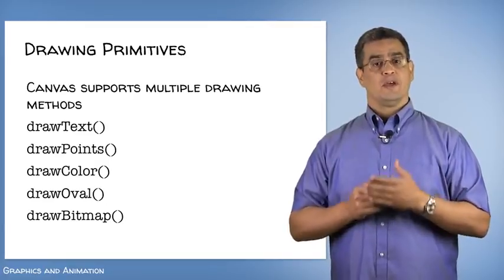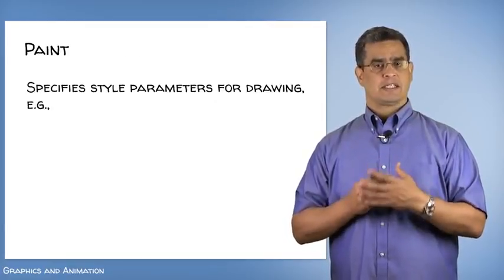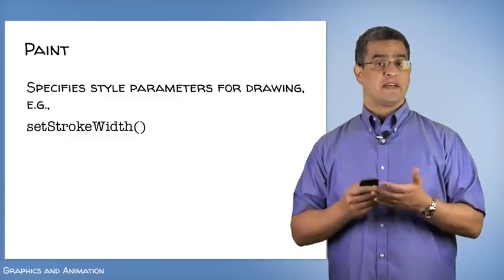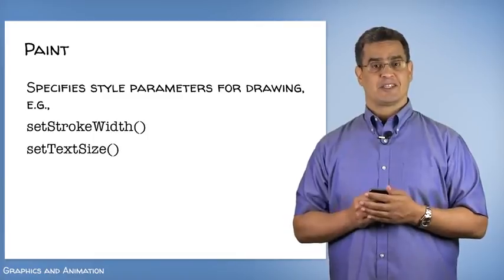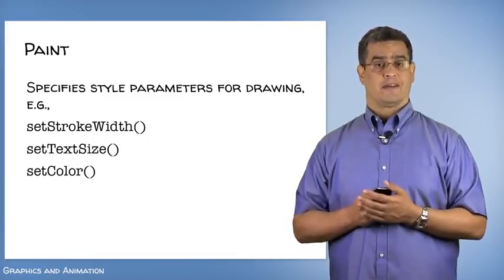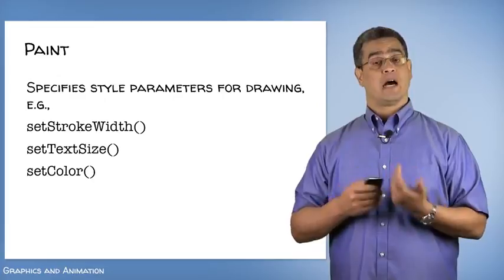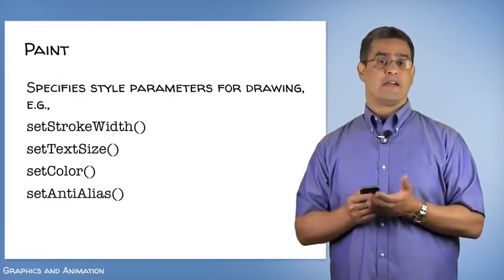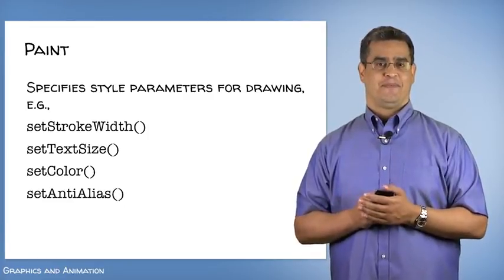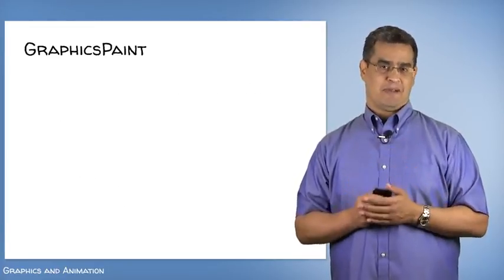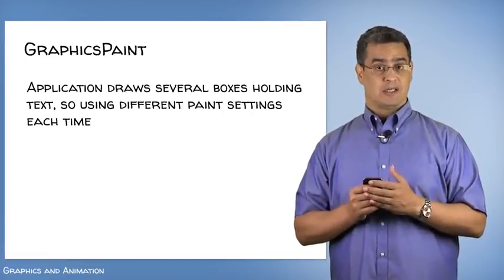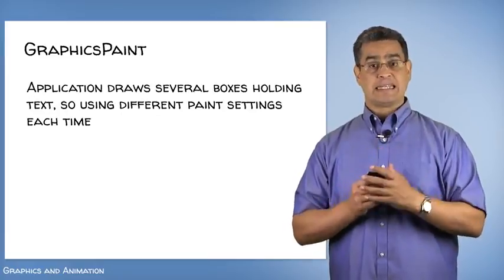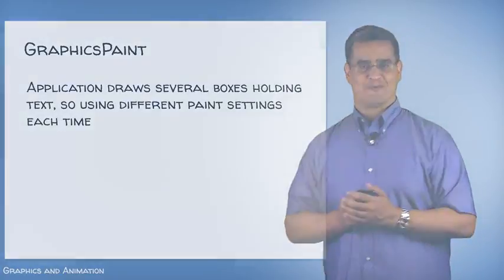When you draw, you can use the Paint class to set style parameters. For instance, you can specify things like the thickness of lines, the size of text, the color of what you're drawing, and whether or not to apply various optimizations, such as anti-aliasing, which is used to smooth out an image's jagged edges. Let's look at a simple application that draws several boxes, each of which holds some text, but it does so using different paint settings for each of the boxes.